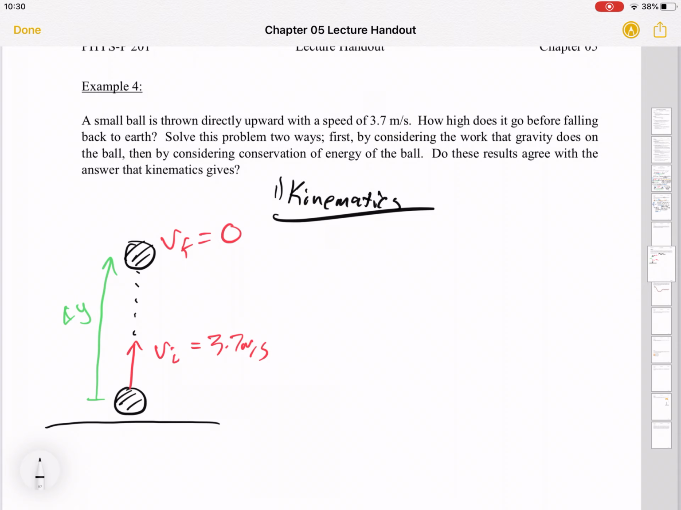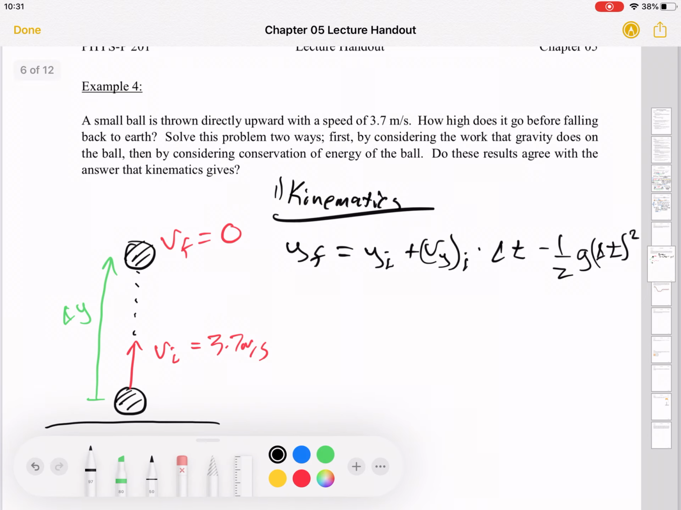Okay, so we could say y final equals y initial plus vy initial delta t plus half g delta t squared. Ooh, that's not going to help me, and you'll see why. All right, why doesn't that help me? Because I don't know how long it's in the air, right? So I could do that, but I would have to solve for the time first.